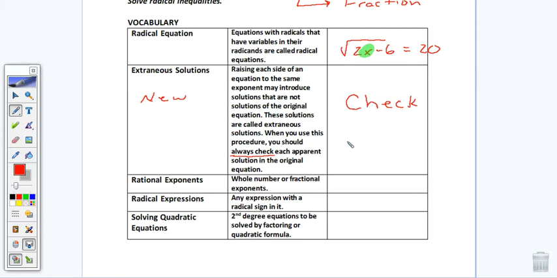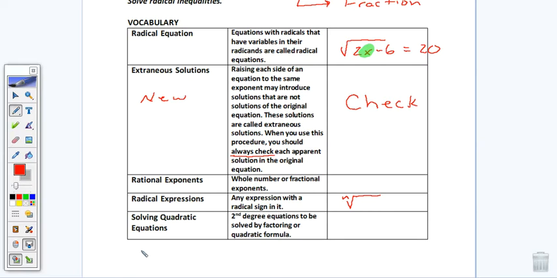All right, rational exponents. Whole numbers or fractional exponents, you know that. Radical expressions, you know what they are. They're any expression with a radical sign in it. Basically, it has an nth root somewhere. Okay, solving quadratic equations. Second degree equations to be solved by factoring or using the quadratic formula. Guys, in order to solve some quadratic equations, they have to be equal to what? 0.